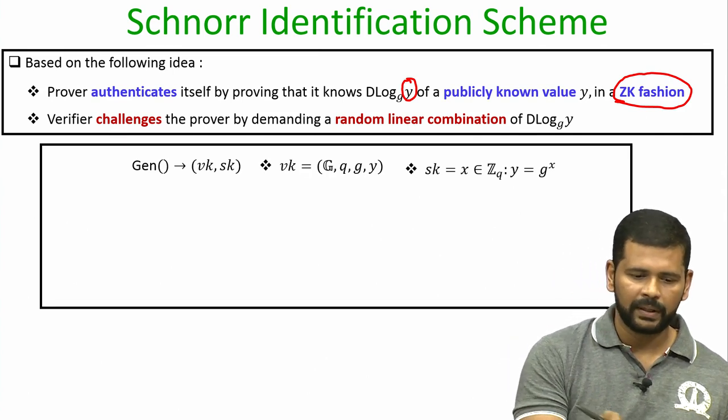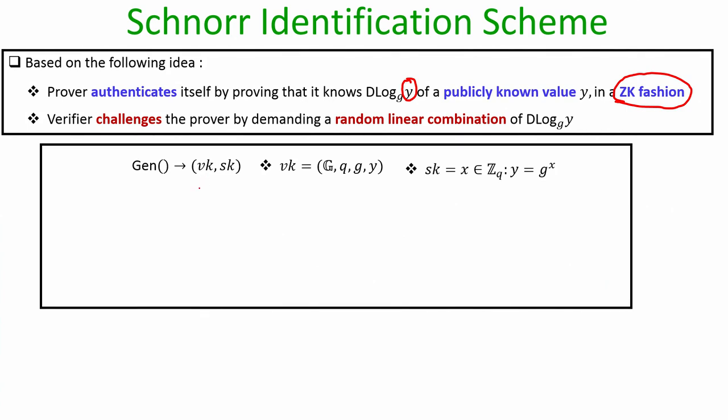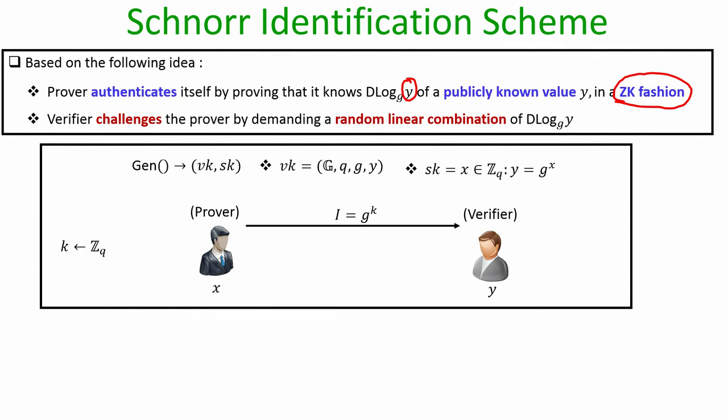So, the key generation algorithm of this scheme is as follows. It outputs a verification key and the secret key, where the verification key is the description of a cyclic group of order q and a description of the generator, and a random element y from the group, where y is basically g to the power x, where x is selected from the set 0 to q minus 1. And the secret key, namely the discrete log of y, which is x, will be available with the prover, whereas the verification key, namely y, will be available with the verifier.